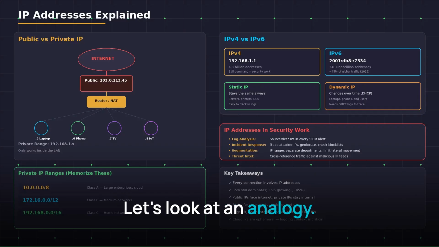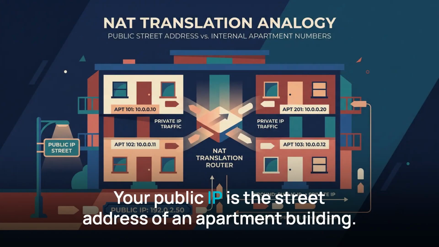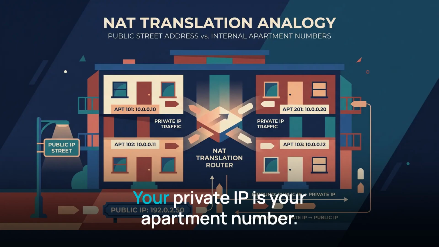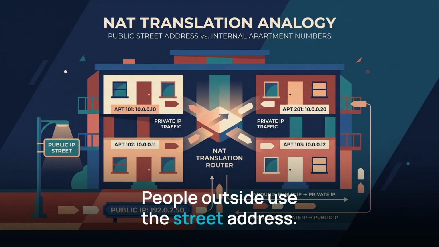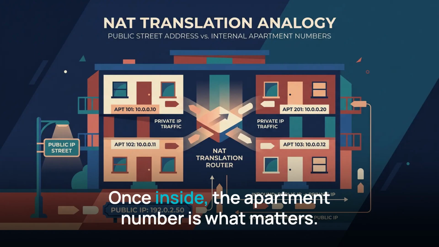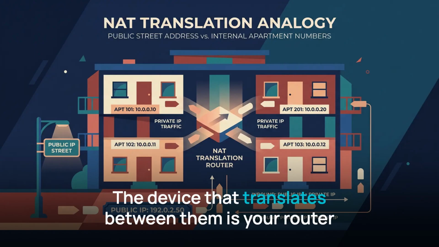Let's look at an analogy. Your public IP is the street address of an apartment building. Your private IP is your apartment number. People outside use the street address. Once inside, the apartment number is what matters. The device that translates between them is your router.